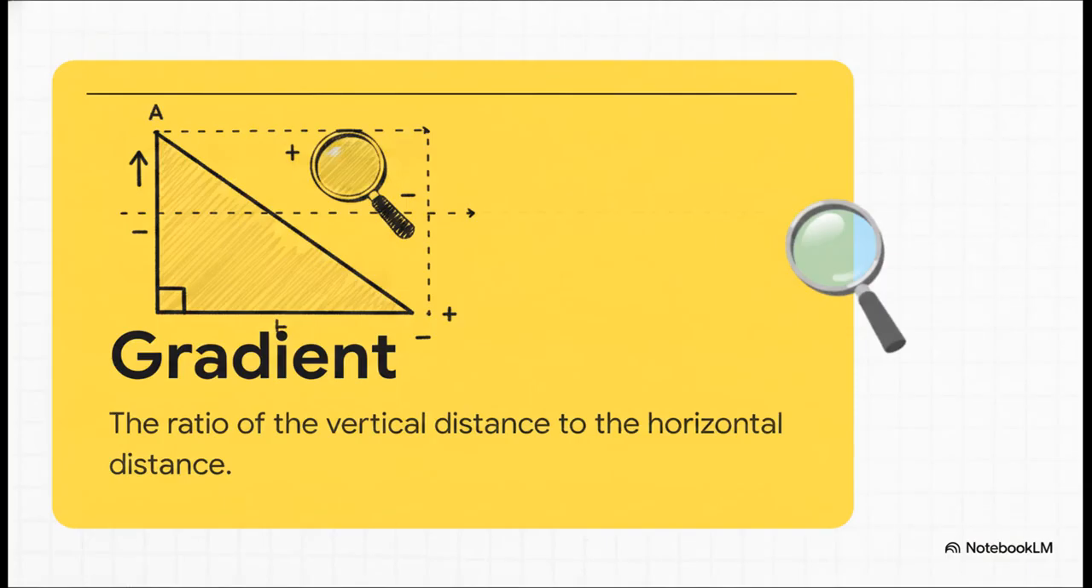So, what actually is a gradient? Honestly, it's just a simple ratio. It is literally just the ratio of the vertical distance to the horizontal distance. That's it. You're basically just comparing how far up you go versus how far across you go.